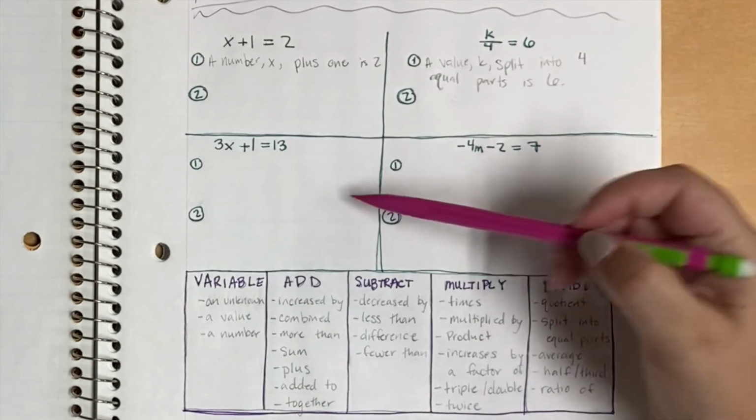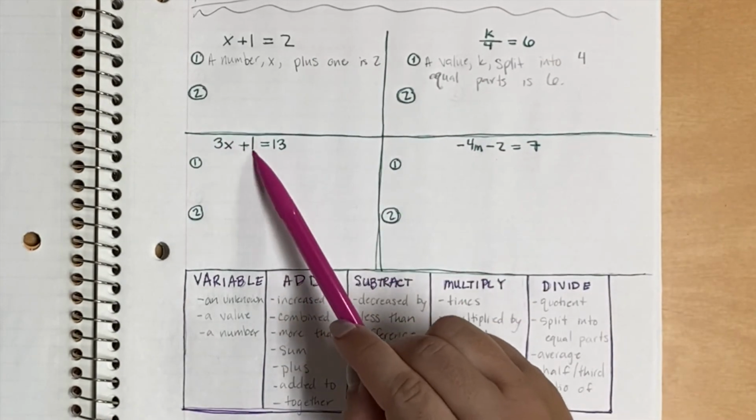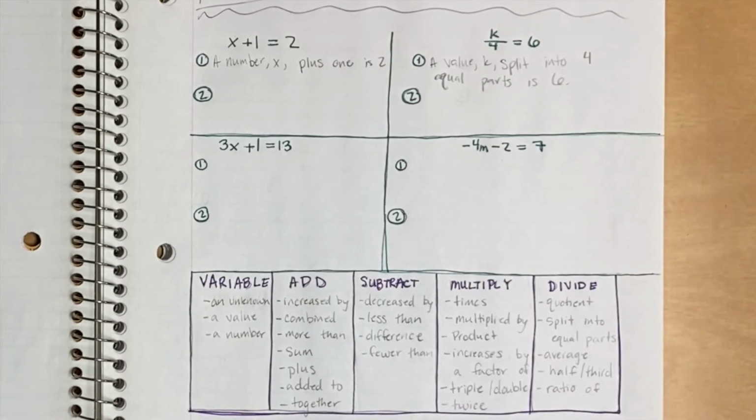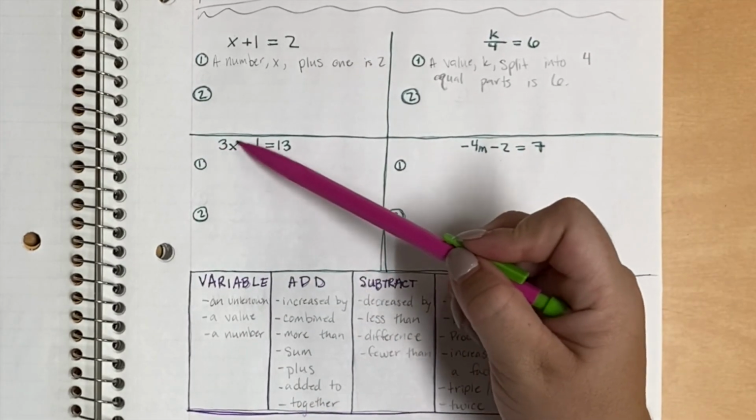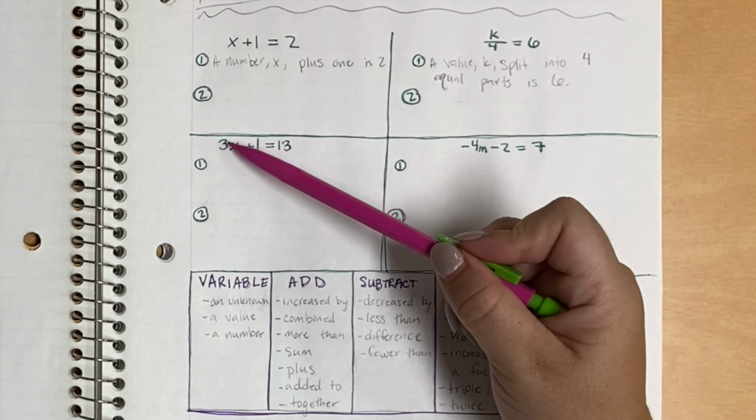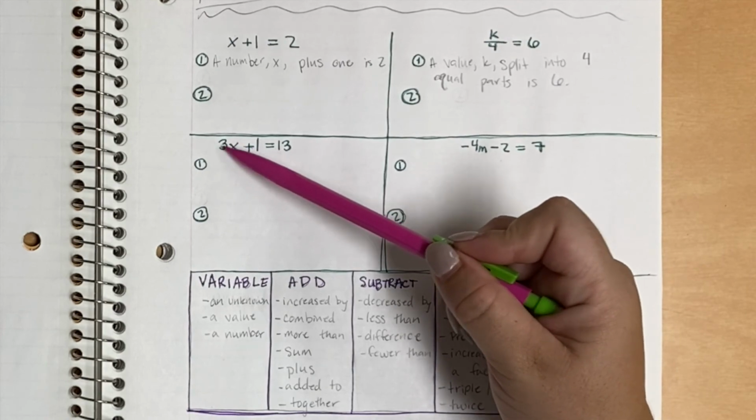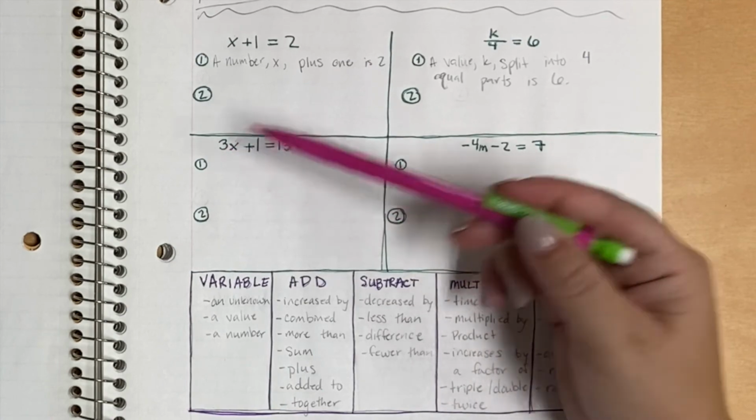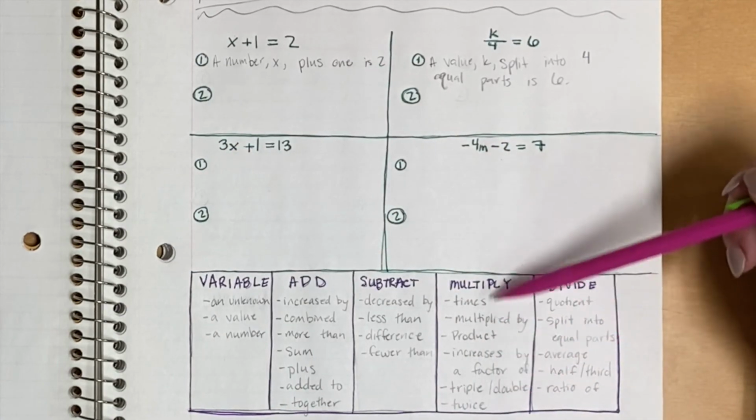So I want to look at some 2 steps. So I have 3x plus 1 equals 13. So the plus 1 equals 13 is really easy to write out. But the 3x, we need to know what's happening here. And when we have a number and a letter next to each other, that is multiplication. So when we're talking about the relationship between 3 and x, we're talking about the fact they're being multiplied together.